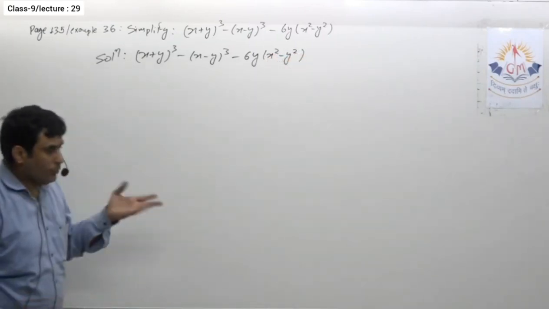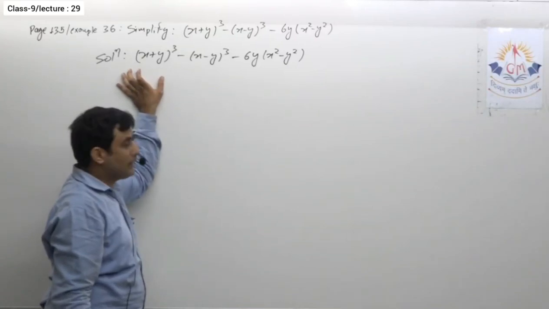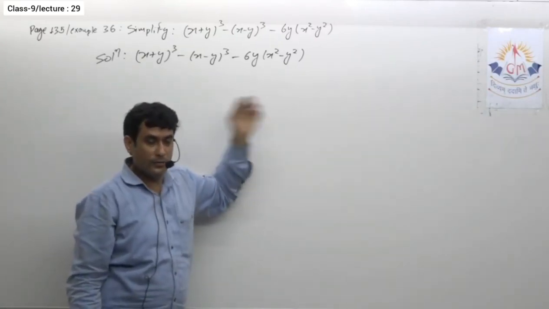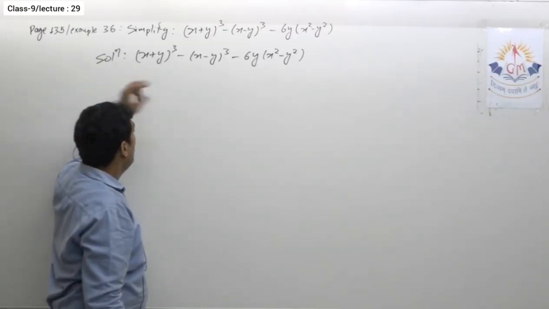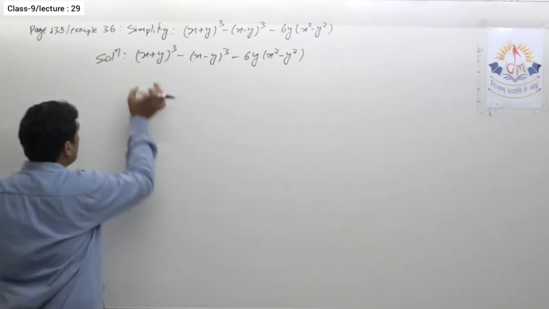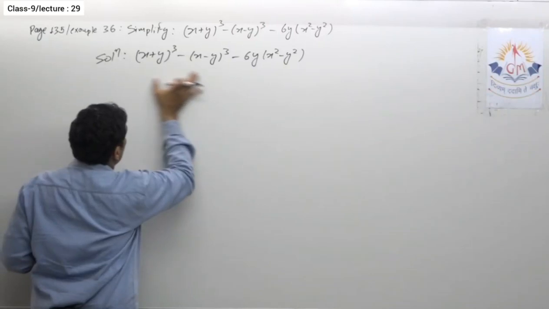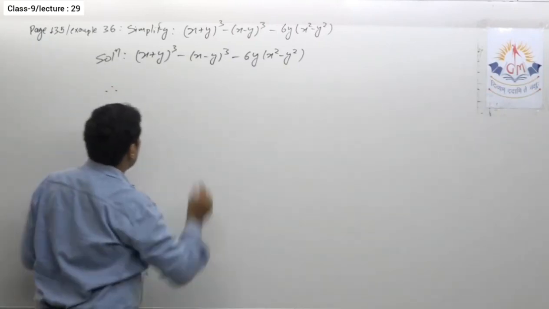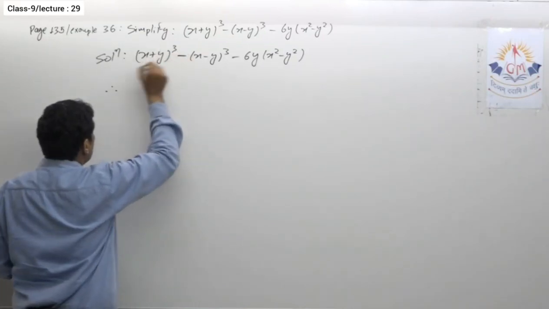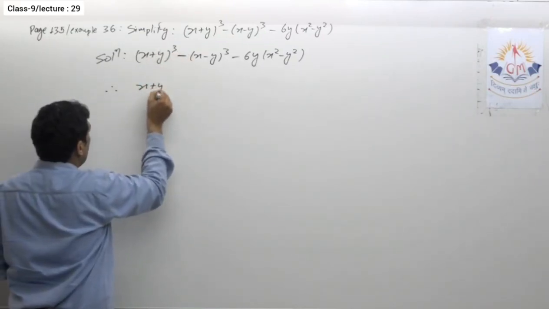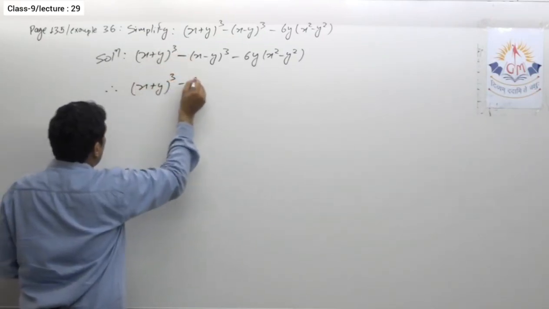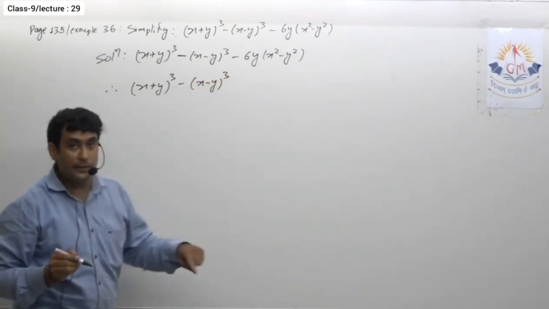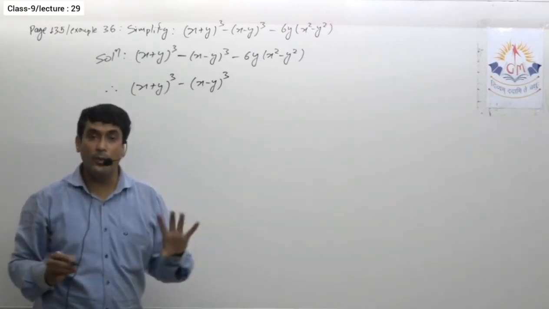Now there is more than one way to simplify this. First I expand this, then I expand this, then I multiply, and then I check what the simplified form is. Or simply I can apply the identity of a cube minus b cube over here. But there is one more way that I'll discuss. See, this I am considering as a cube minus b cube. Now, according to this, the next term should be minus 3ab into (a minus b).